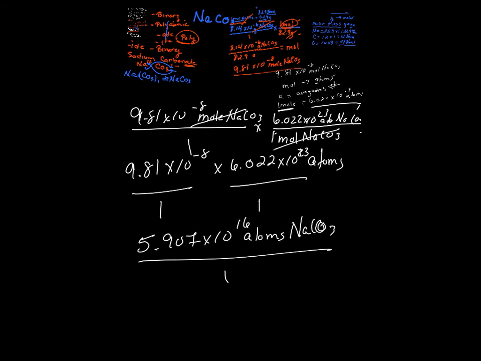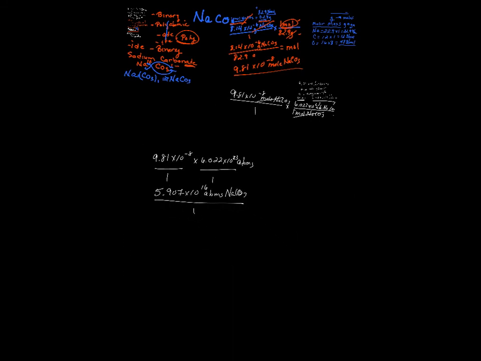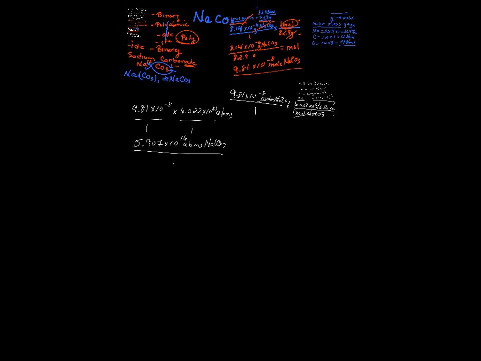I'm going to zoom this down a little bit to get it out of my way. So essentially what ends up happening is this divided by this gives me the same number again. So I end up with 5.907 times 10 to the 16 atoms of, I'm going to say it right this time, sodium carbonate. There it is.